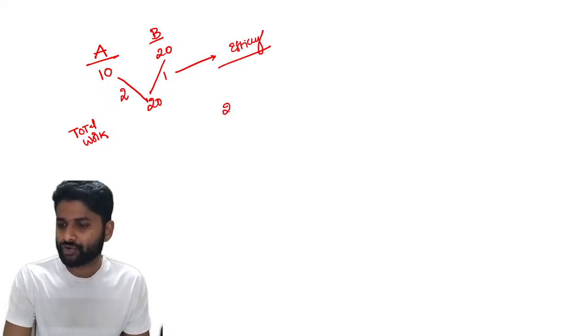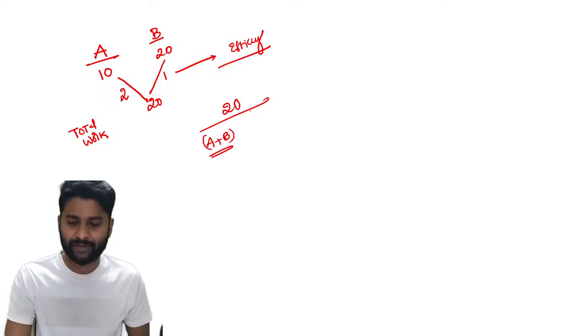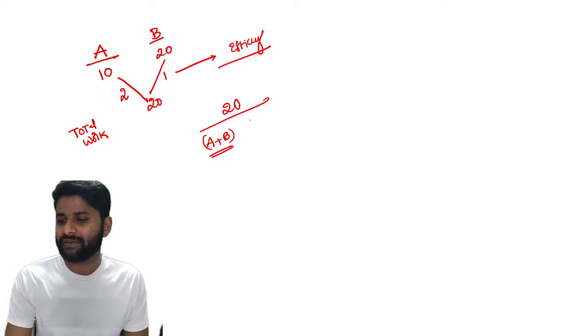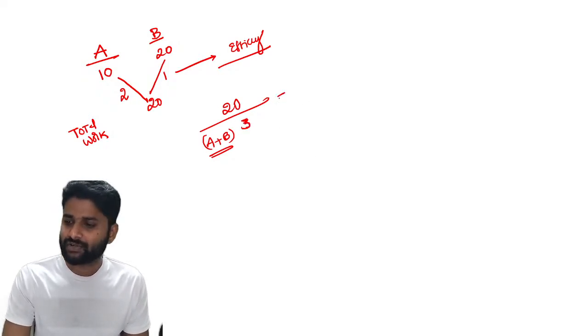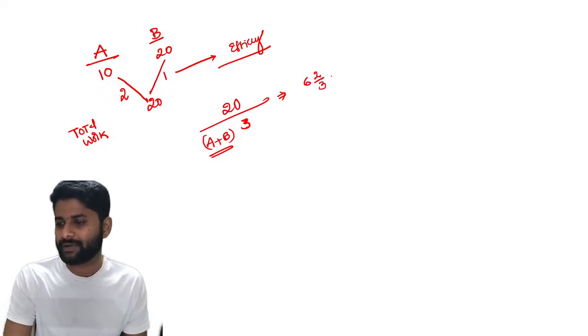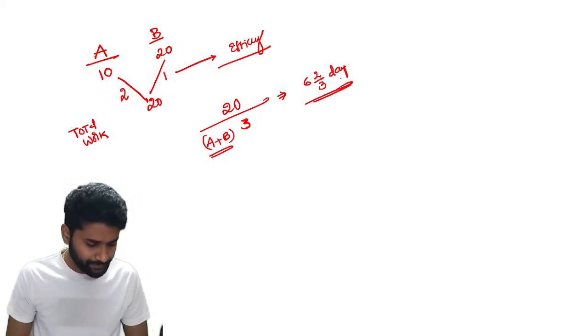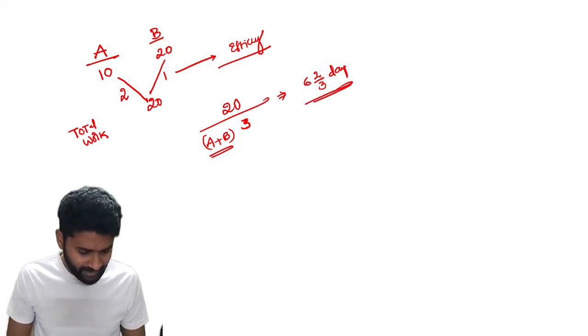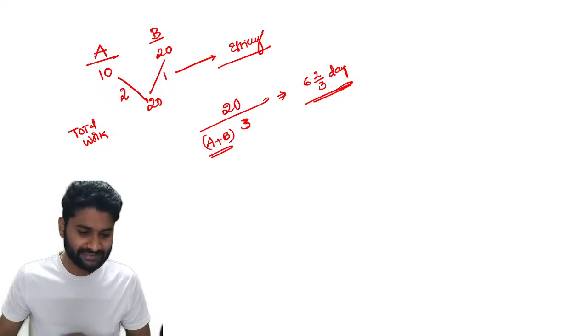Now the question, total work is 20. We are assigning both the persons. If we are assigning both A and B, how much time does it take? So A and B together, they complete 3 units. A and B together, they complete 3 units. So they have to complete 20 units, which means it takes exactly 6 2 by 3 days. Guys, is it clear, this approach? If A and B work together, they will complete that work in 6 2 by 3 days. Is it clear?